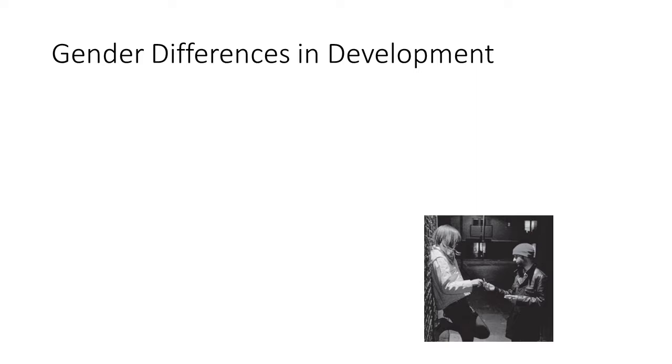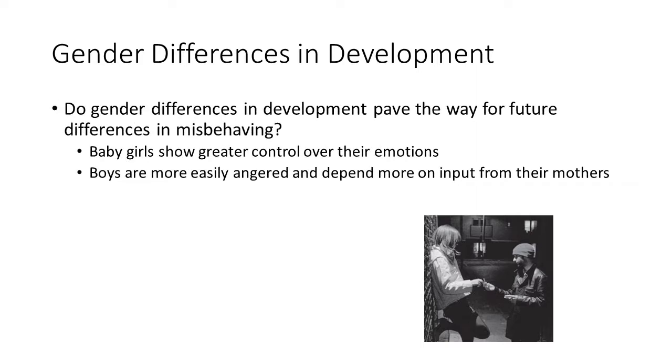While males still commit more crimes than females, the crimes that females engage in today are very similar to those of males, with the exception of prostitution. And those include things like theft and assault and being involved in gangs. So do gender differences in development pave the way for future differences in misbehaving?